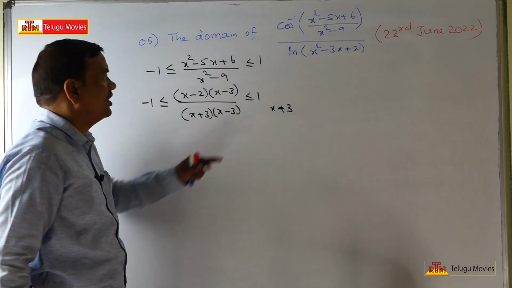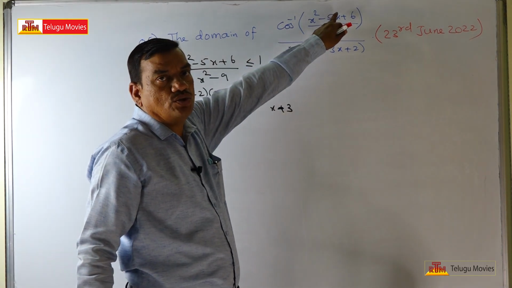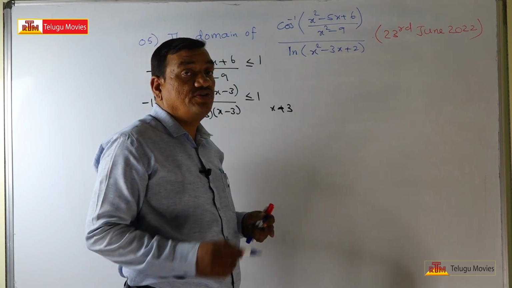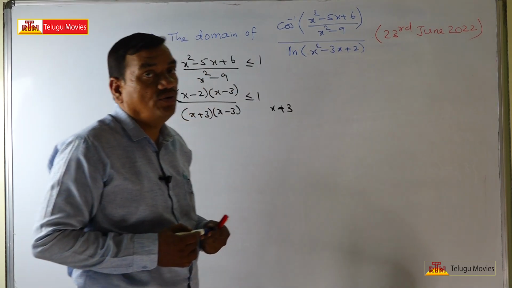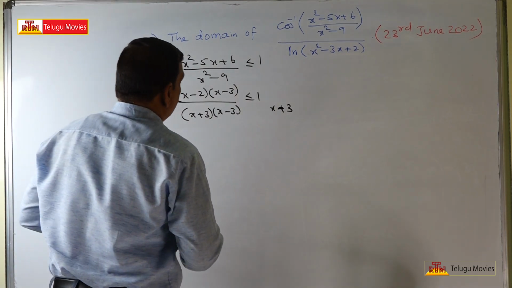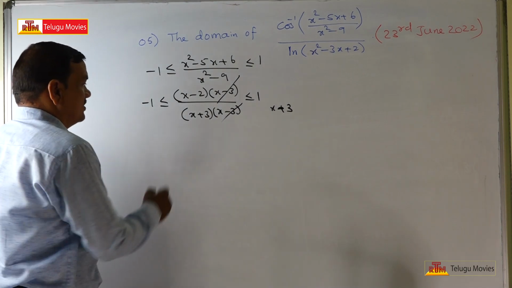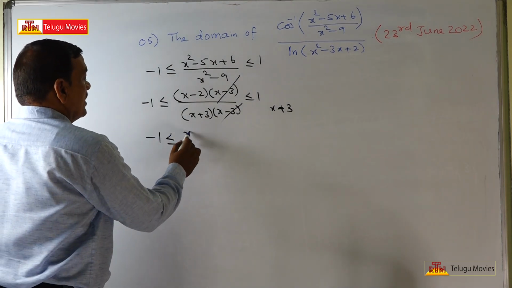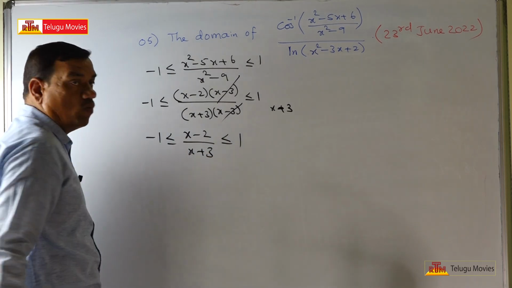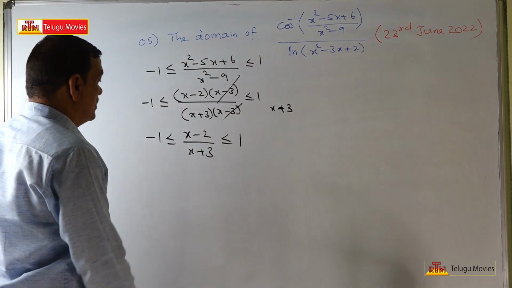Because if you substitute 3, what happens here? You will get the 0 by 0 form, which is indeterminate. Cos inverse of an indeterminate form, you cannot solve it. That's why you can cancel this x minus 3. That is, x minus 2 by x plus 3 less than or equal to 1. Okay, so let us solve this inequality.